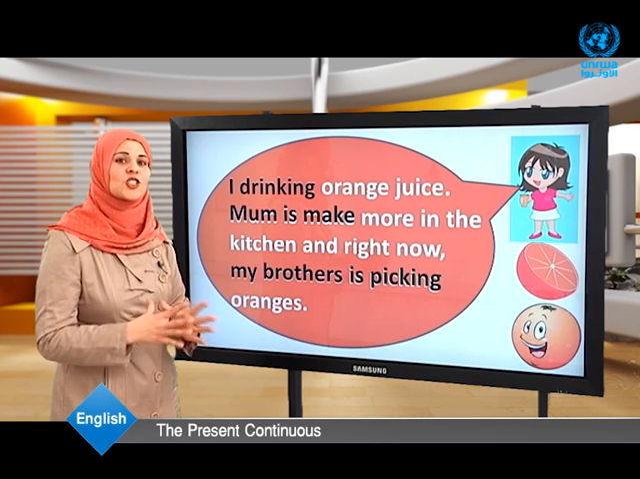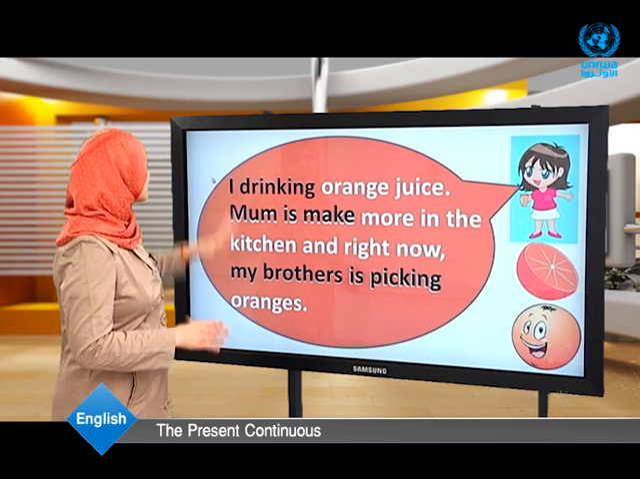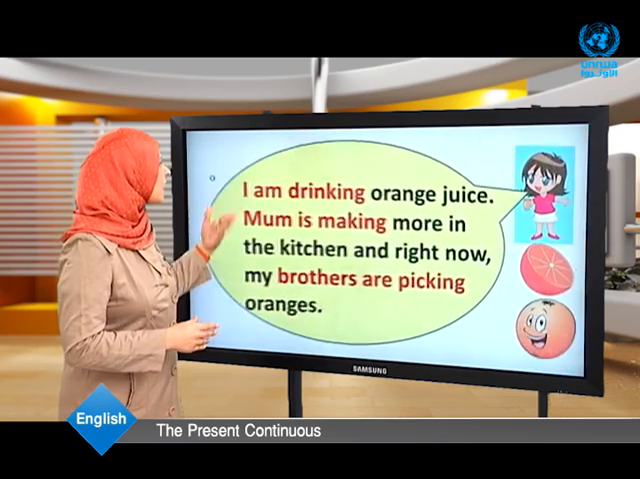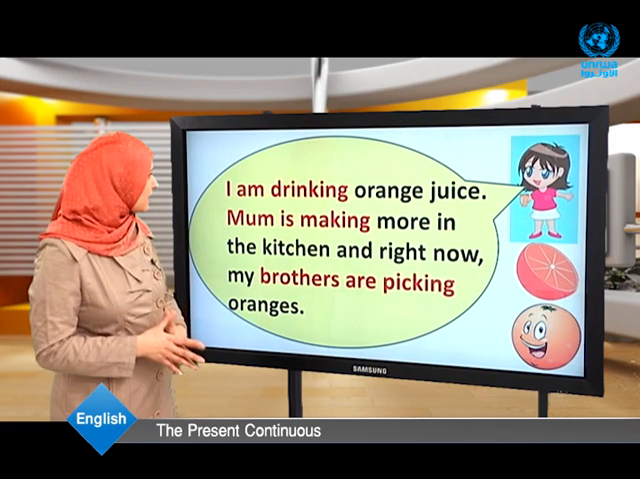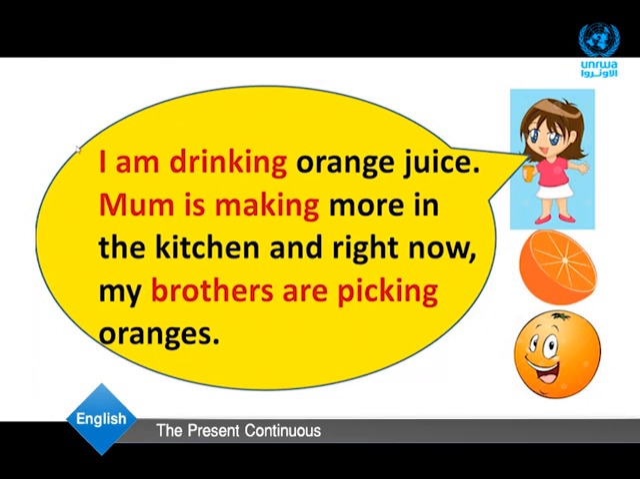So let's correct the mistakes together. I am drinking orange juice. Mom is making more in the kitchen, and right now my brothers are picking oranges. Let's read it again. I am drinking orange juice. Mom is making more in the kitchen, and right now my brothers are picking oranges.